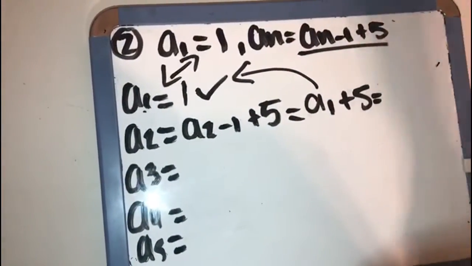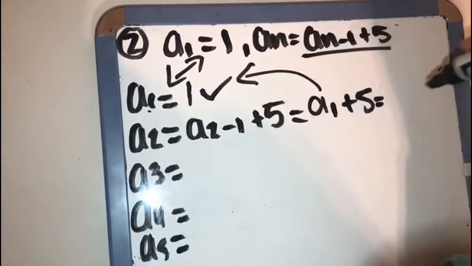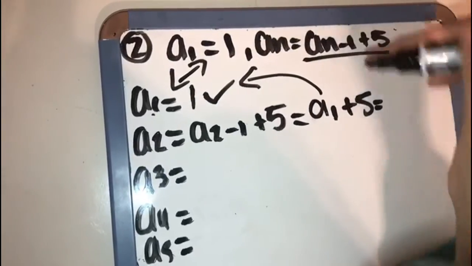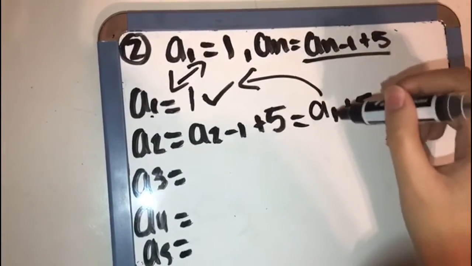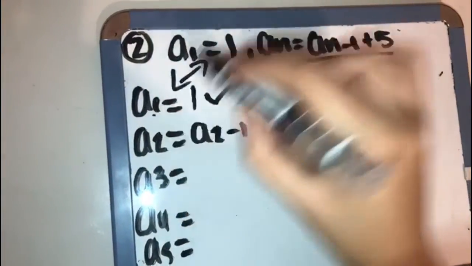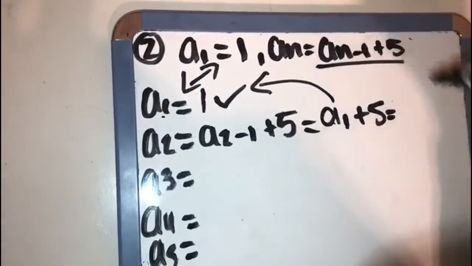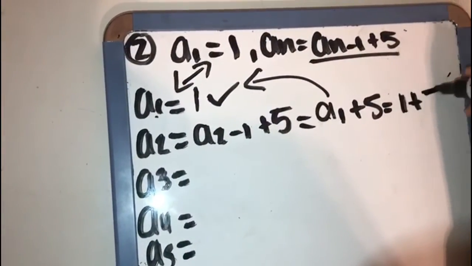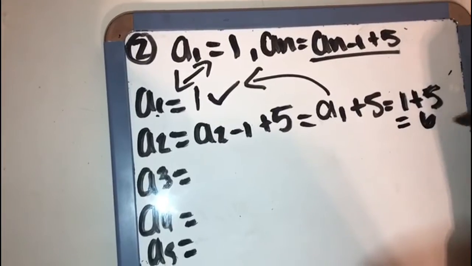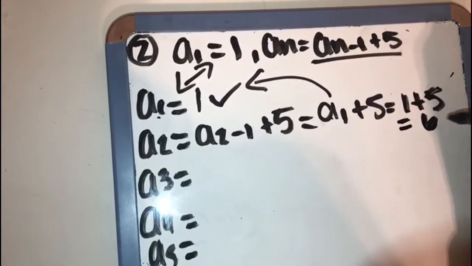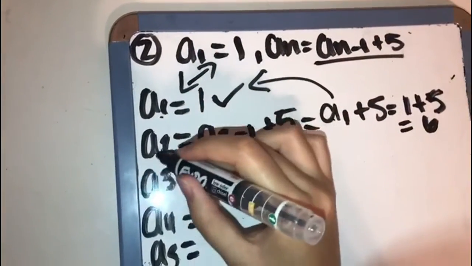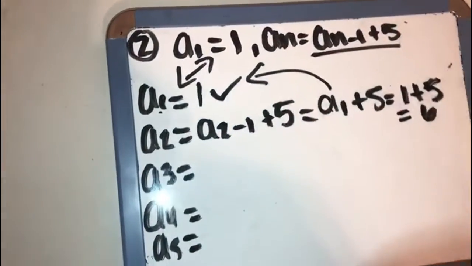Same going with the other steps. You're going to analyze it and think, okay, A1 was already given to me. So that means I have to substitute 1 for A1 plus 5. So 1 plus 5 equals 6. And that's the second term. So A2 equals 6.